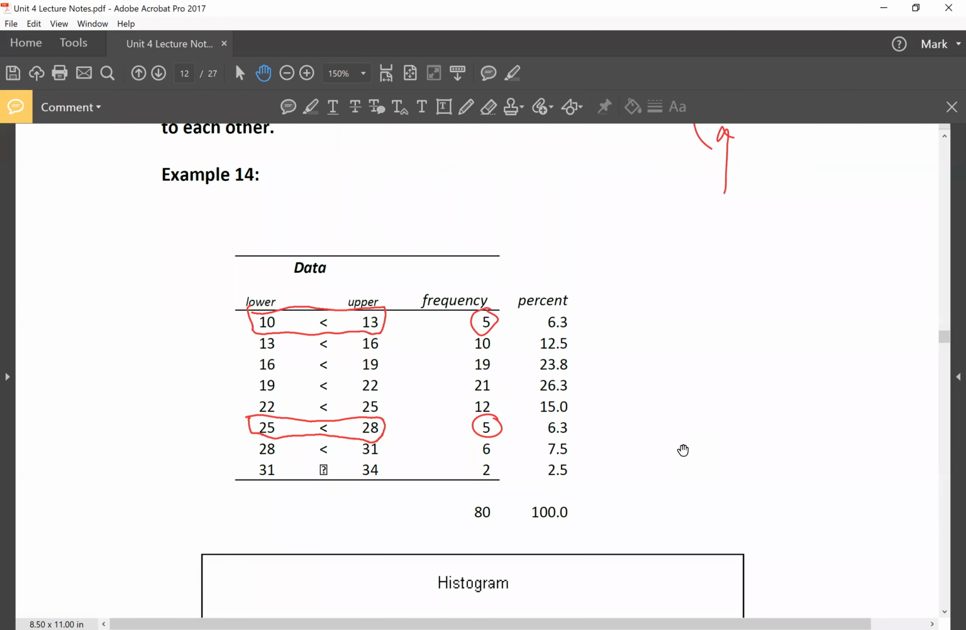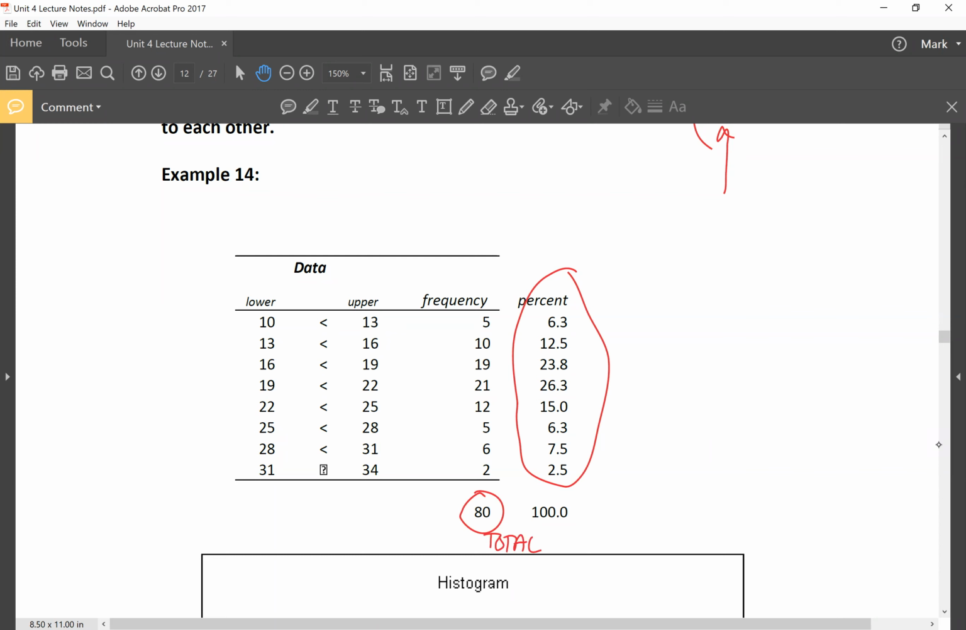Now, one thing. If you're wondering where these percentages come from, it's very, very easy. There are 80 people total, 80 total things. So if I wanted to find, oh, I don't know if this is actually calculated right. Yeah, it is. Okay. It's just rounded a little differently. So if I had 5 people or 5 samples out of 80, that's 6.3%. It's actually 6.25.